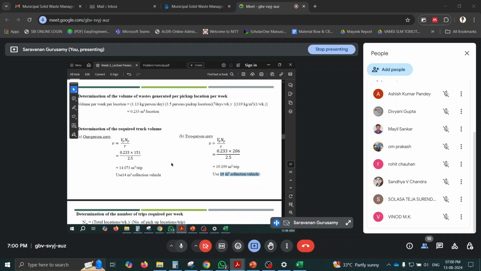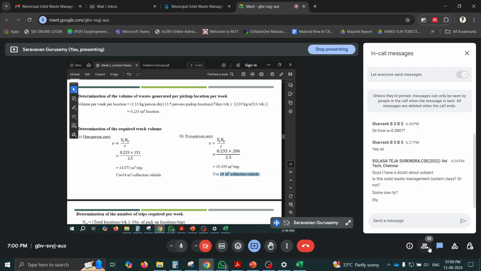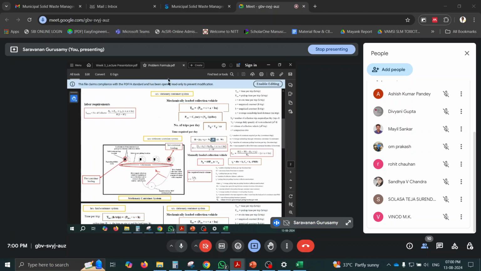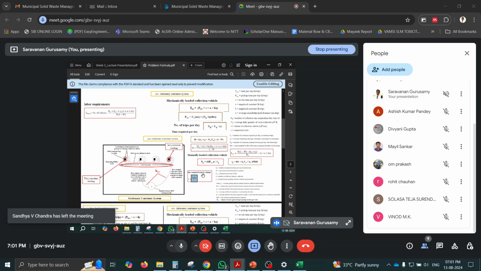Okay, so I hope you understand how to find the size of the collection vehicle for the stationary container system. Any doubt in collection vehicle capacity calculation? So here again I am showing the formula sheet. You can see here. Truck volume will be small v equal to capital VP NP by R. VP you can find from how much volume of waste is generated, NP through this formula, and R is the given compaction ratio. So based on this we can find the truck volume.